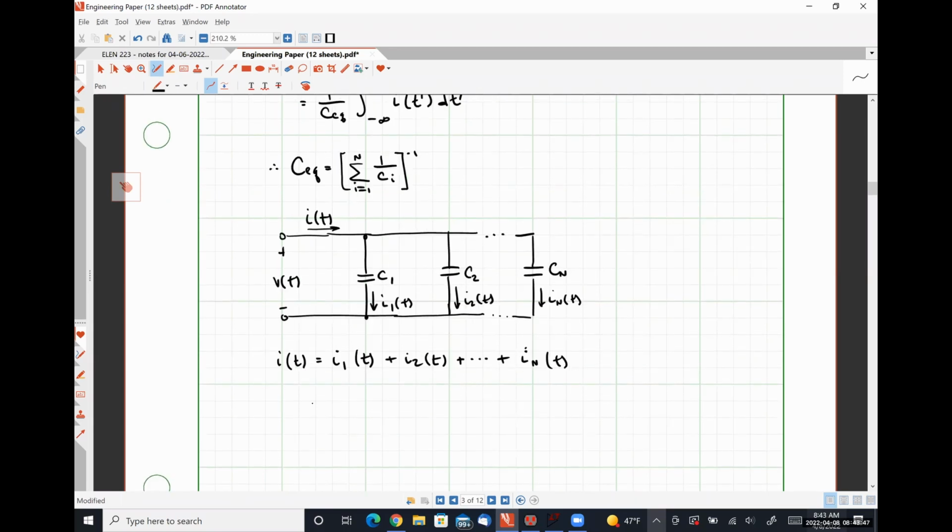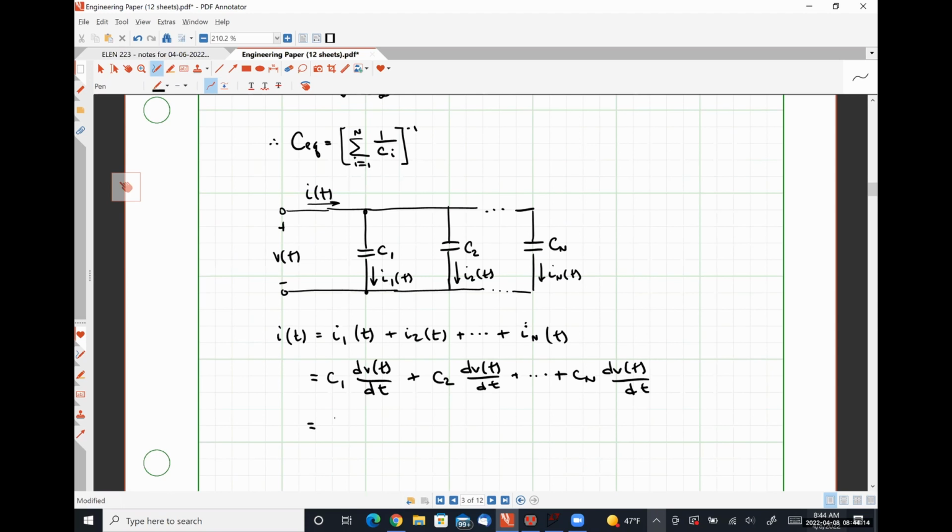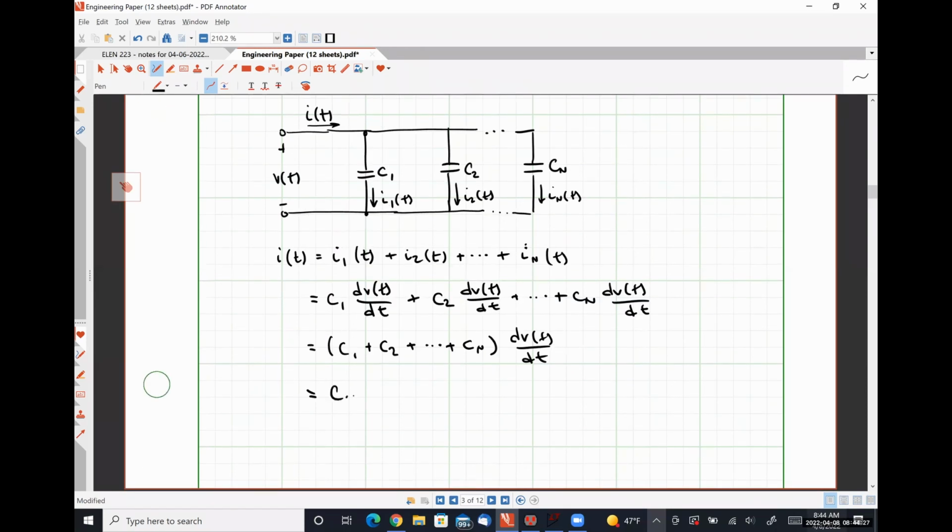We can express all of these currents in terms of our total voltage V. So that would be C1 dV by dt plus C2 dV by dt all the way out to Cn dV by dt, or C1 plus C2 all the way out to Cn times dV by dt, which we could represent as C_EQ dV by dt, where C_EQ is simply the sum from i equals 1 to n of Ci, or capacitors in parallel combine like resistors in series.